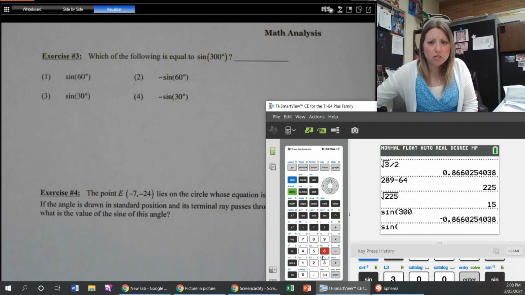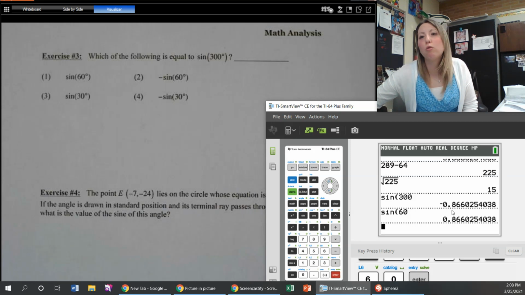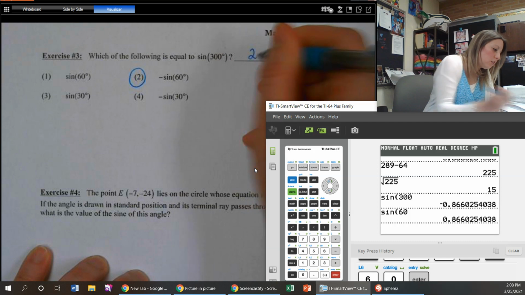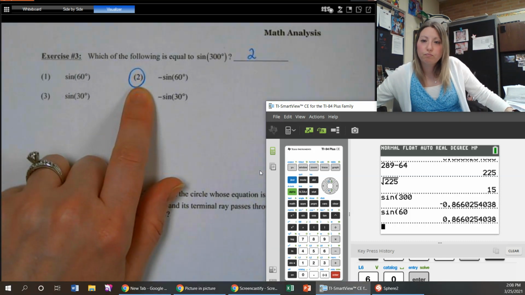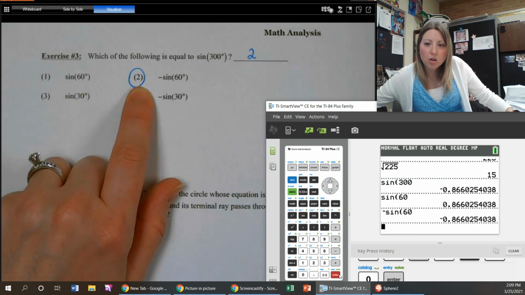Sine of 60. Well, we know sine of 30 is 1/2, so that would be, oh, but it's positive. Oh, so wouldn't I just need it to be negative? Negative sine of 60? Right? That should be the right answer. Well, let's just double check it. So negative sine of 60 will give me that same answer that I'm looking for.